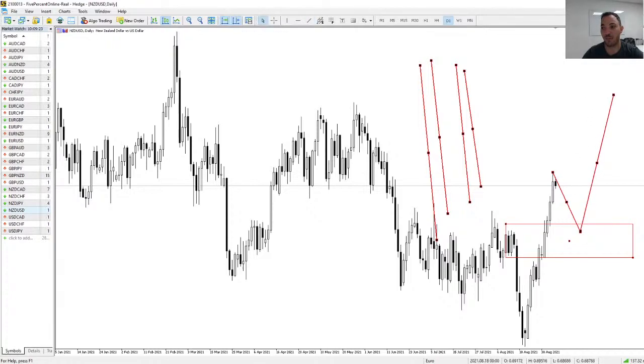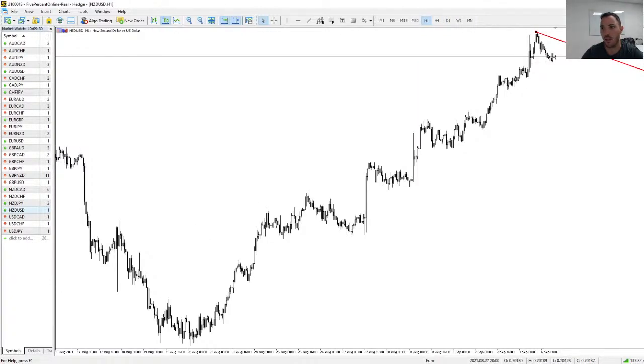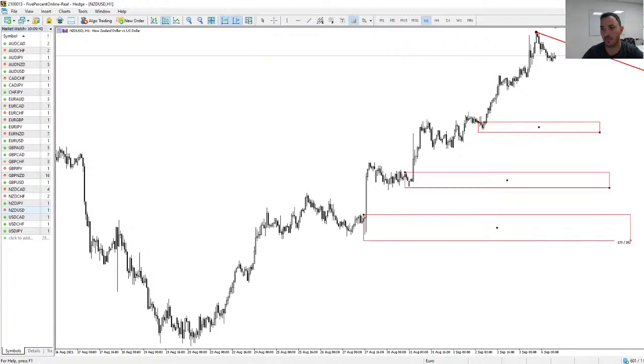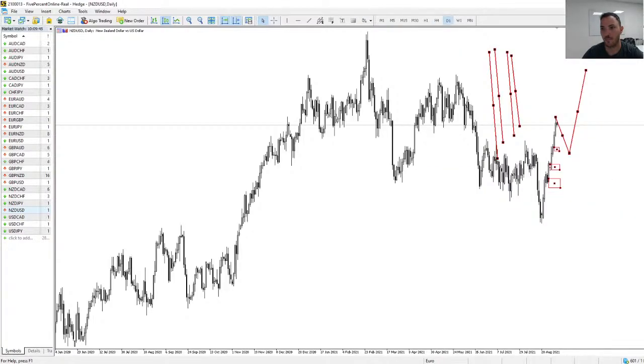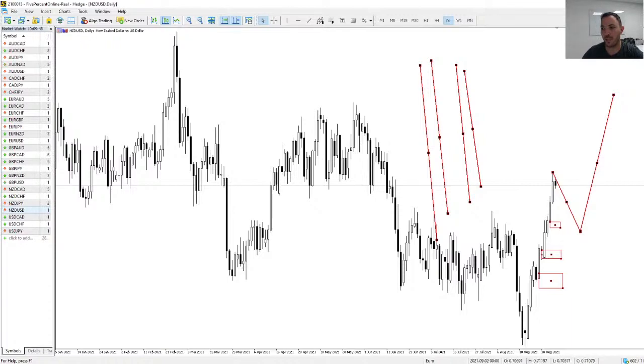Now, if I want to refine my entries, I want to go to lower time frames to look for demand areas, and then we can see. Okay, so I'll pull back to this level, this level, this level, or they are all valid entry points now to the long side. So this is my setup for the Kiwi and the Aussie.